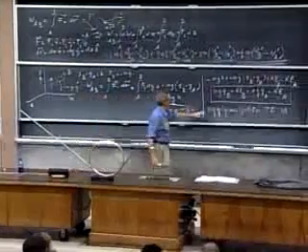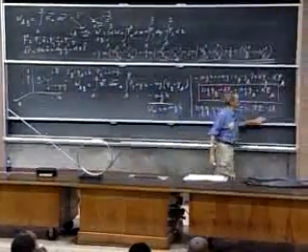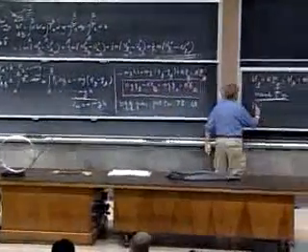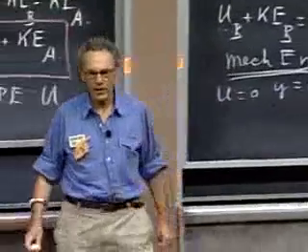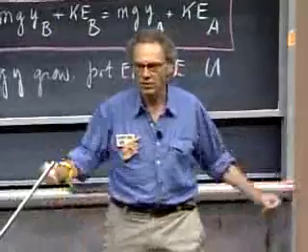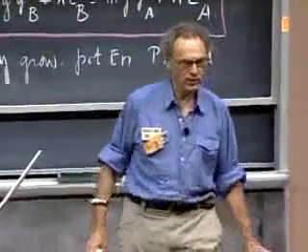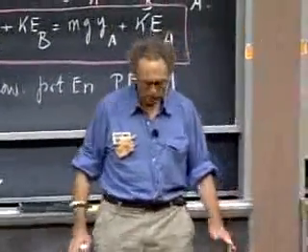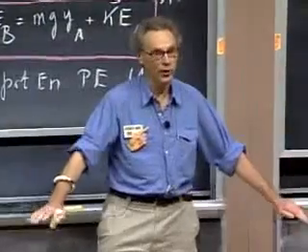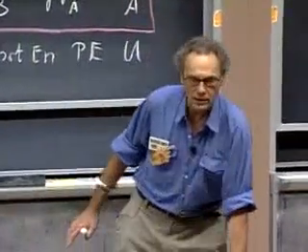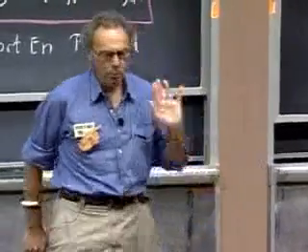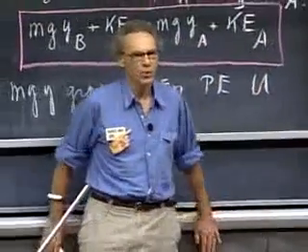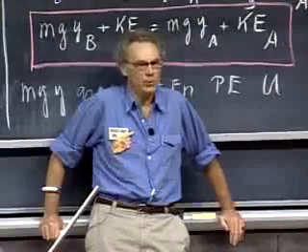You see, mgy is gravitational potential energy. So you would think that U is 0 when y is 0. Not an unreasonable thing to think. But where is y equal to 0? Is y 0 at the surface of the Earth? Or is y 0 at the floor of 26-100? Or is y 0 here? Or is y 0 the roof? Well, you are completely free to choose where you put U equals 0.